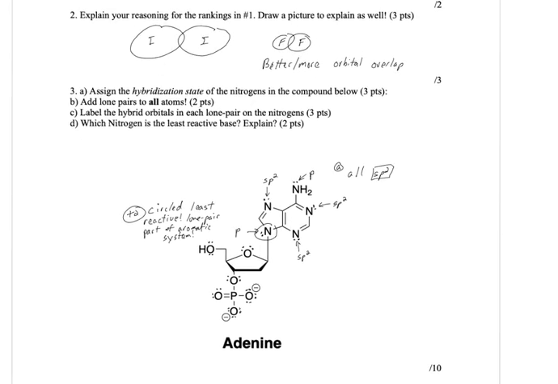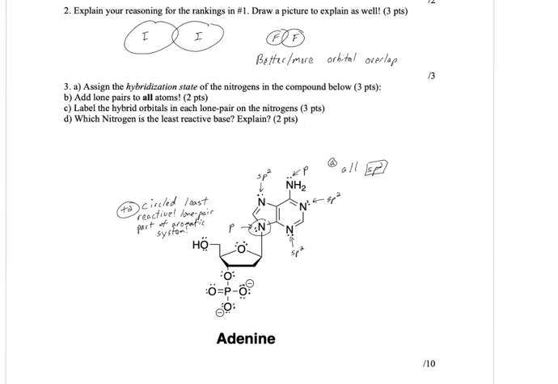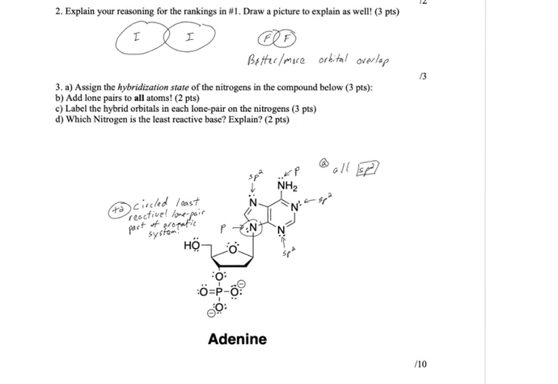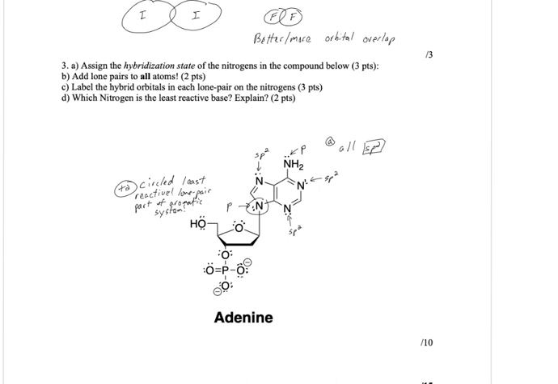For this one, hybridization states. So all the nitrogens are actually sp2 hybridized. So this is adenine. All the nitrogens are sp2 hybridized. All the lone pairs, Bill did a great job on that. Label the hybrid orbitals on each pair of the nitrogen. So again, I've always talked about hybridization state is in a box, and the hybrid orbitals are not. So you should be doing those kind of things.